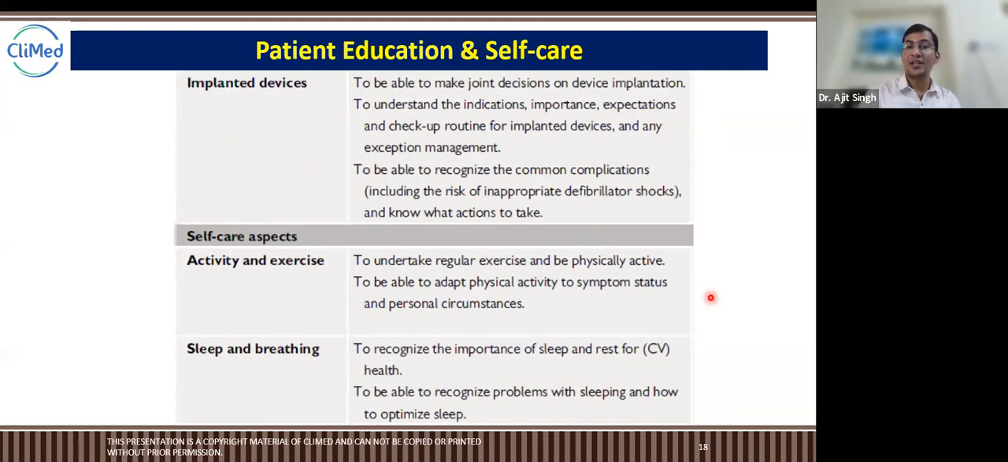So to undertake the regular exercises and be physically active, to be able to adapt the physical activities to symptoms, status and personal circumstances. That means the patient has to improve the lifestyle, improve the quality of life. Okay, quality of life by tailored exercises or tailored activities. Then sleep and breathing exercises are recommended. Okay, those are very, very important.